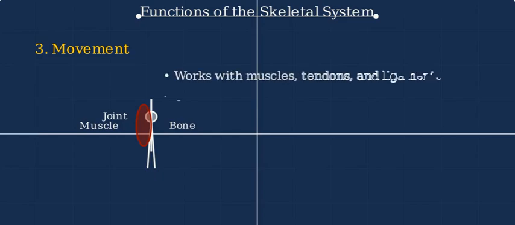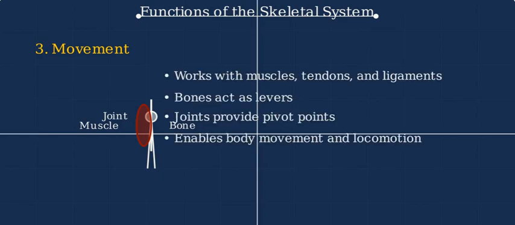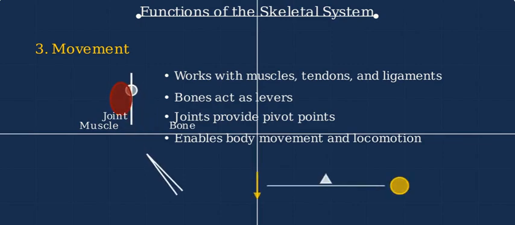Third, the skeletal system enables movement through a sophisticated system of levers. Bones work in coordination with muscles, tendons, and ligaments. When muscles contract, they pull on bones across joints, creating a lever system that produces movement.